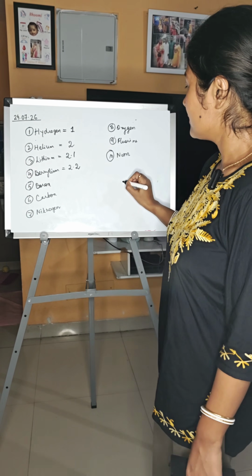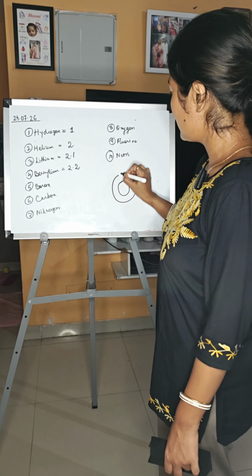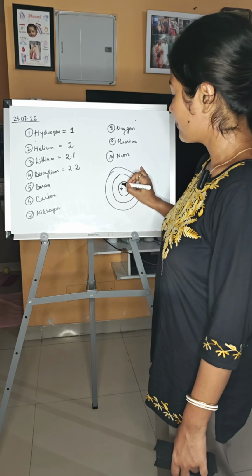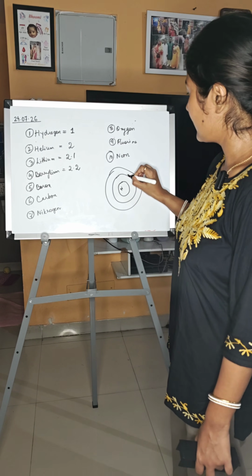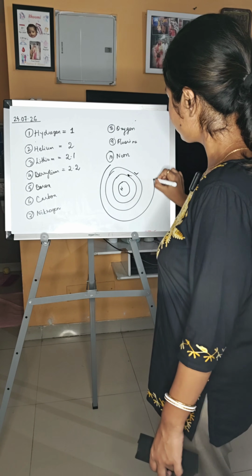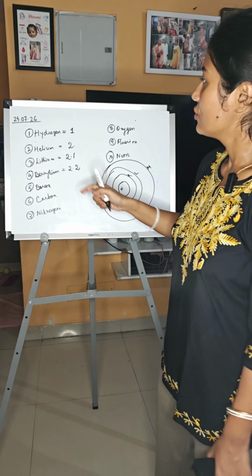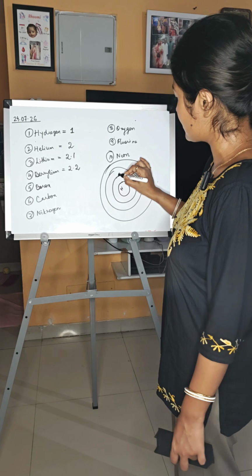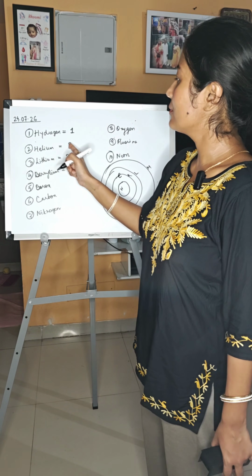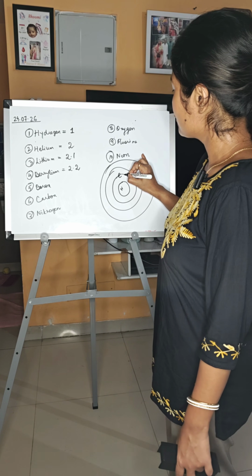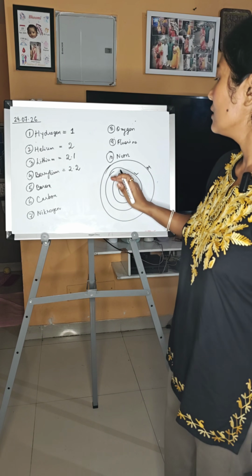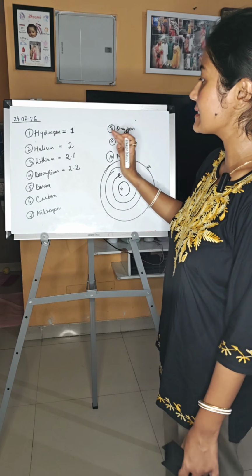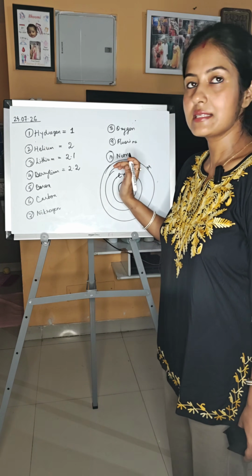For your reference, let us see the structure so that it becomes easier for you to accommodate the electrons. This is the nucleus where the protons and neutrons will be present. This is the K shell, this is the L shell, this is the M shell. For hydrogen, since atomic number is 1, 1 electron will be accommodated in the K shell. For helium, atomic number 2, 2 electrons will be accommodated in the K shell. Now the K shell is already full. It cannot accommodate further electrons. So the next electron will go to the higher shell, that is the L shell.